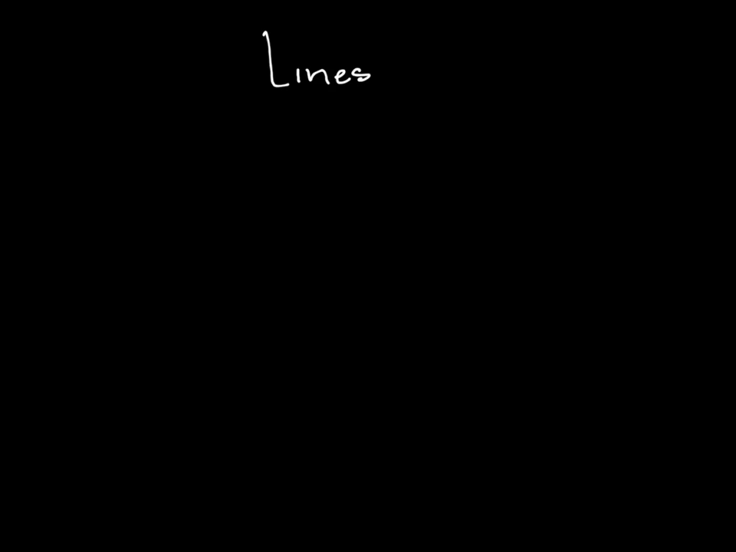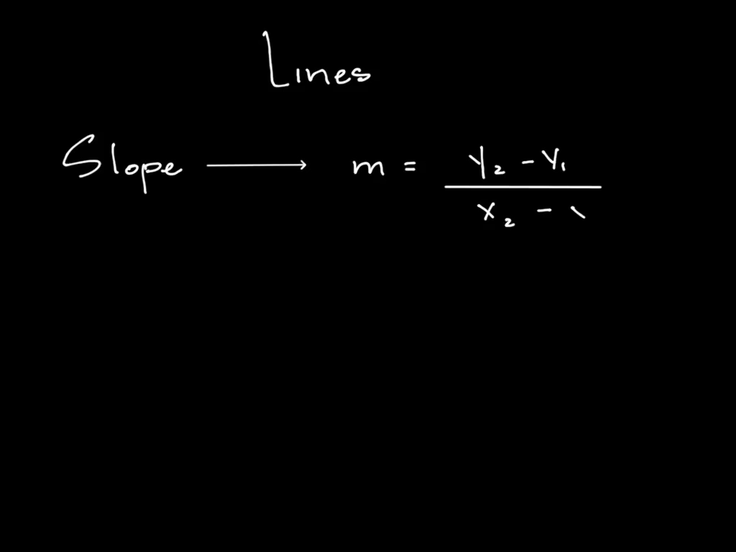Today we're going to talk about everything linear. So we'll talk about lines, how to find slopes, how to find equations of lines, parallel and perpendicular lines, etc. So first, a refresher on what is the formula for slope. We learned slope as rise over run. The formula is going to be y2 minus y1 over x2 minus x1.